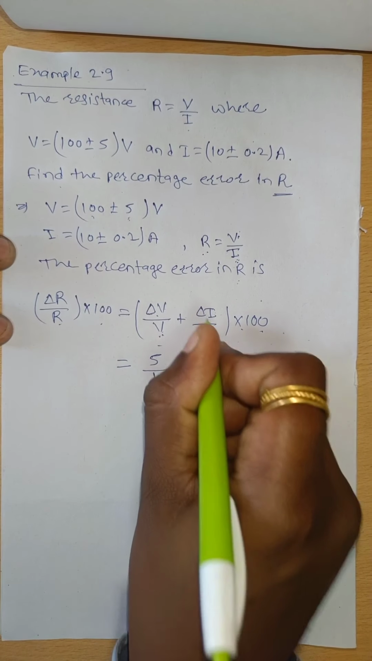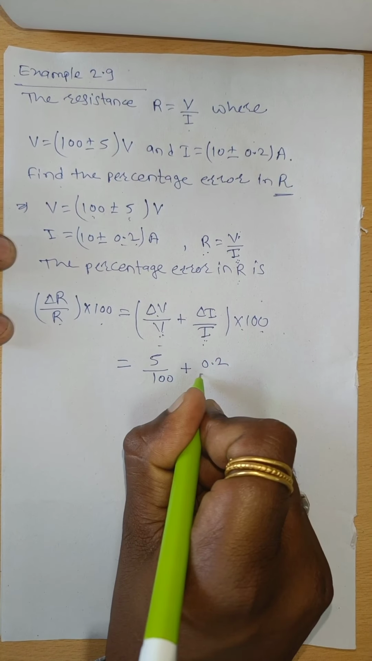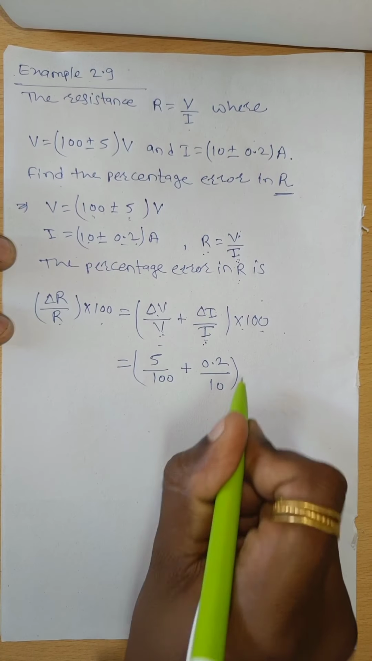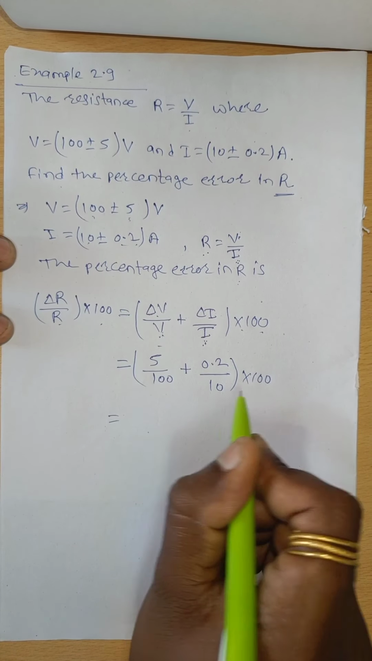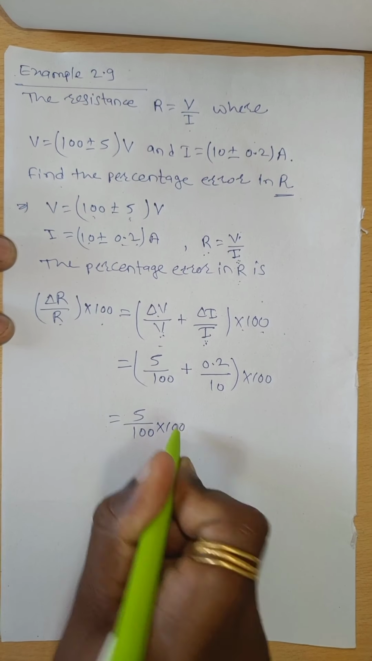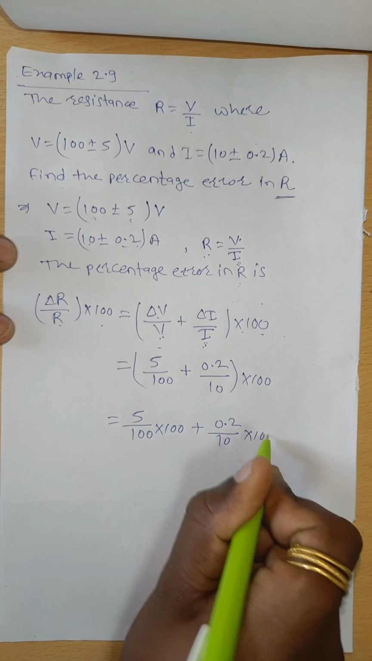5 by 100 plus delta I. Delta I is 0.2. 0.2 divided by I is 10. Into 100. Now we have to multiply this 100 individually. Then 5 by 100 into 100 plus 0.2 divided by 10 into 100.